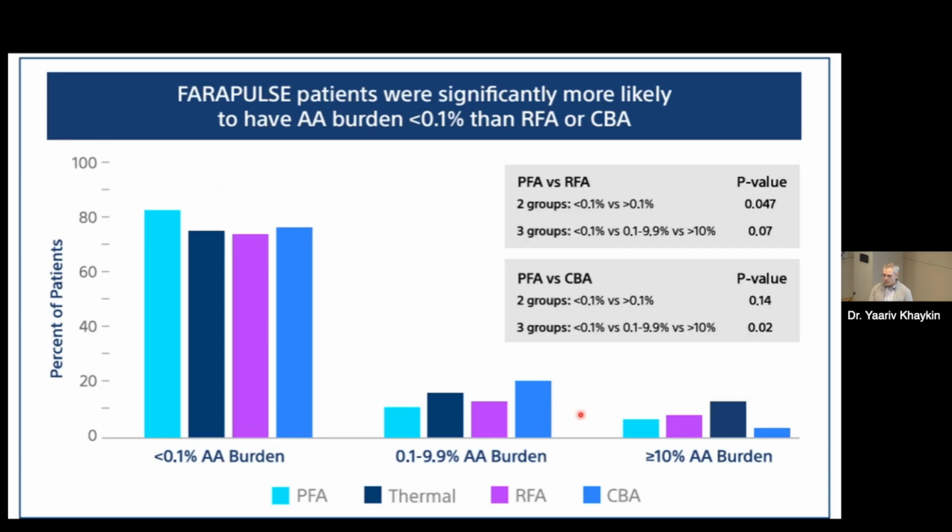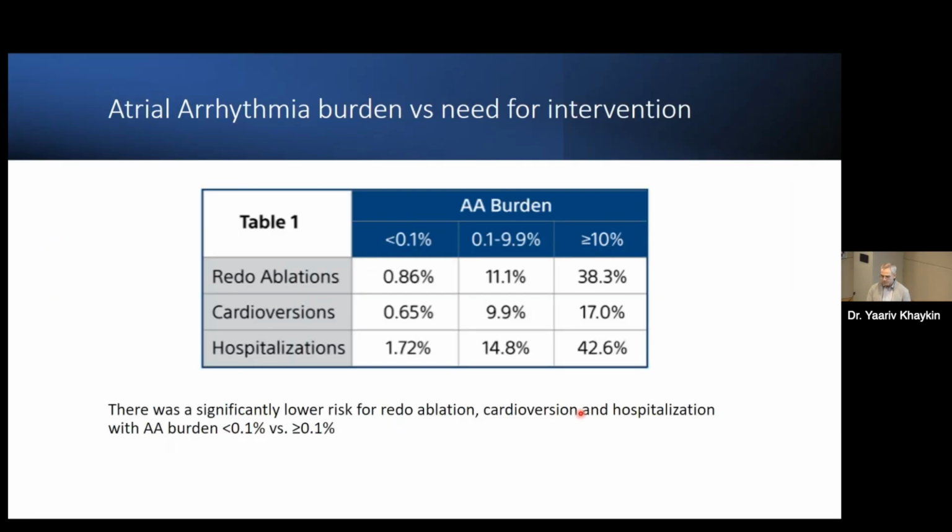And if you were ablated using radiofrequency or cryo, you were much more likely to have higher burden, up to 10% here and greater than 10%.